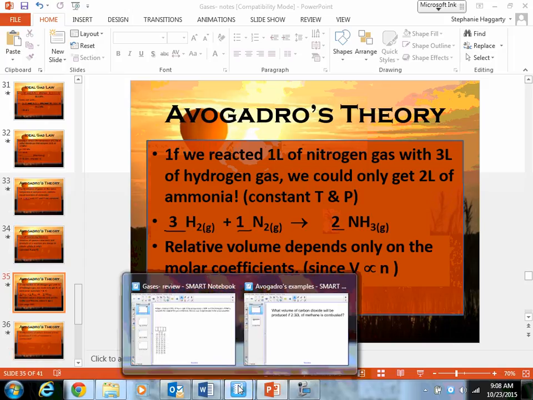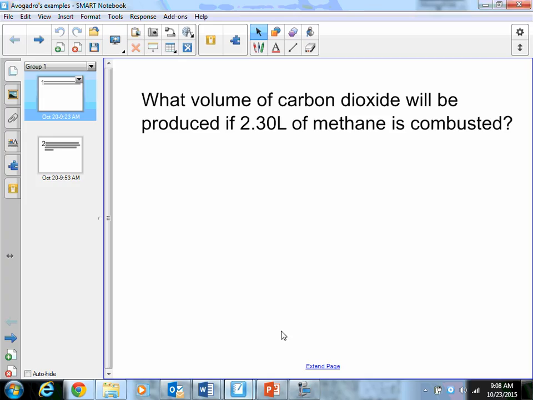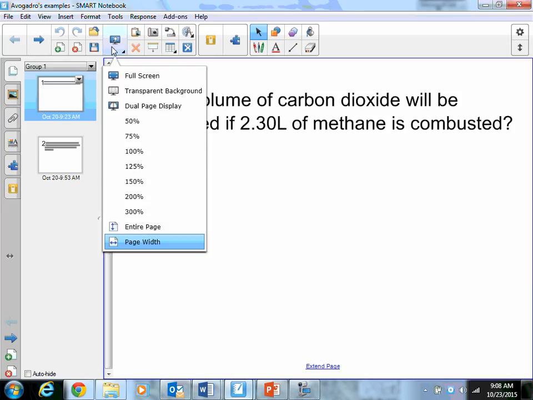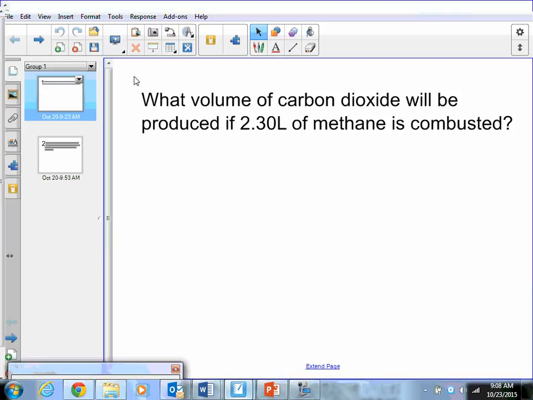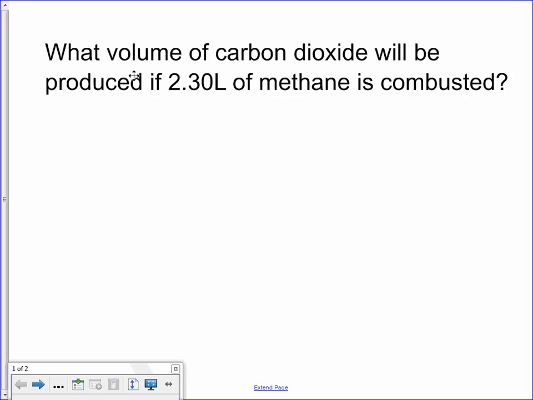If we look at an example, what volume of carbon dioxide will be produced if 2.3 liters of methane is combusted? So we need to have a balanced chemical equation. So for Avogadro's theory, we always need to write out the chemical equation and balance it. I'm looking for the amount of carbon dioxide produced when we combust methane.